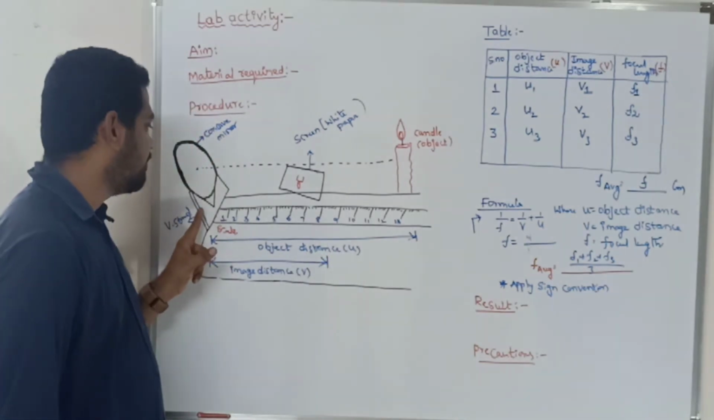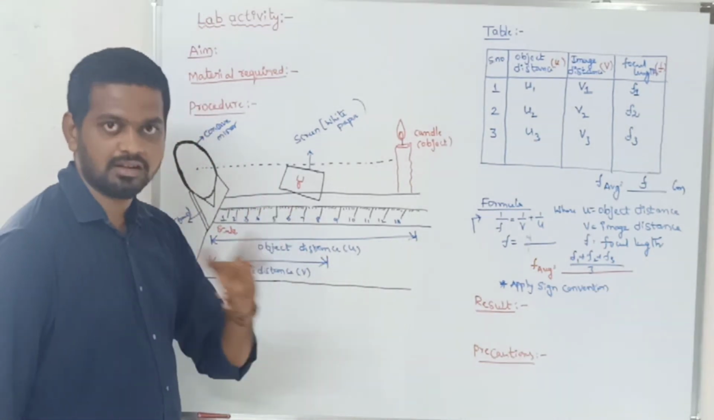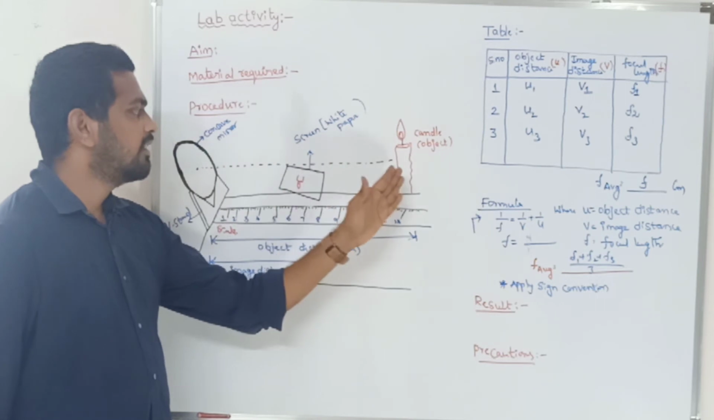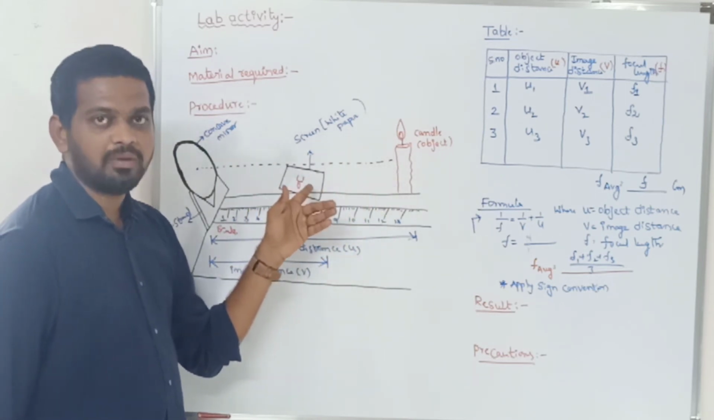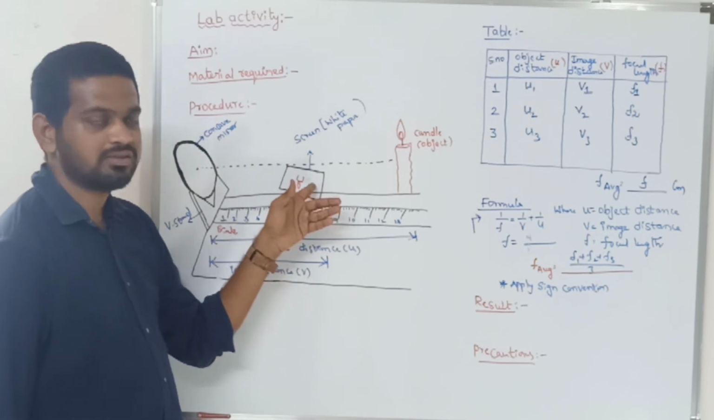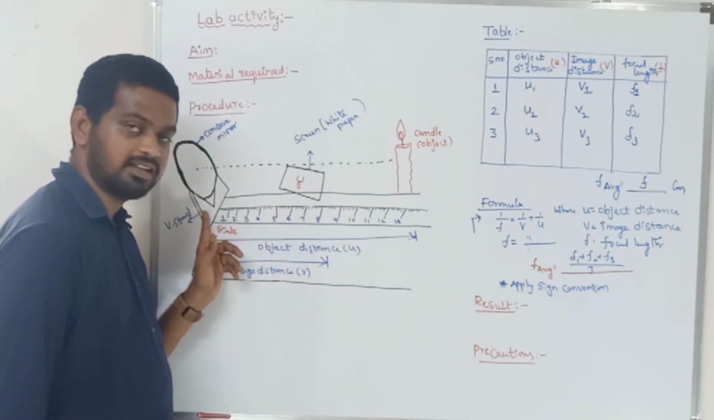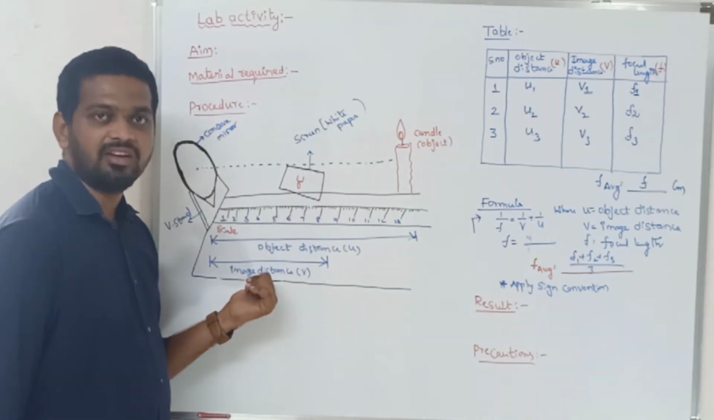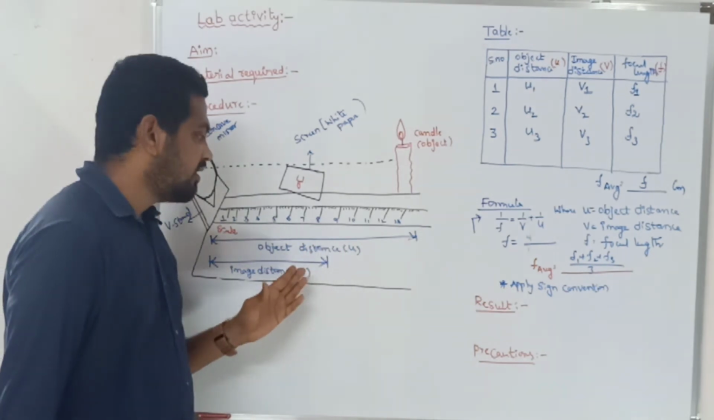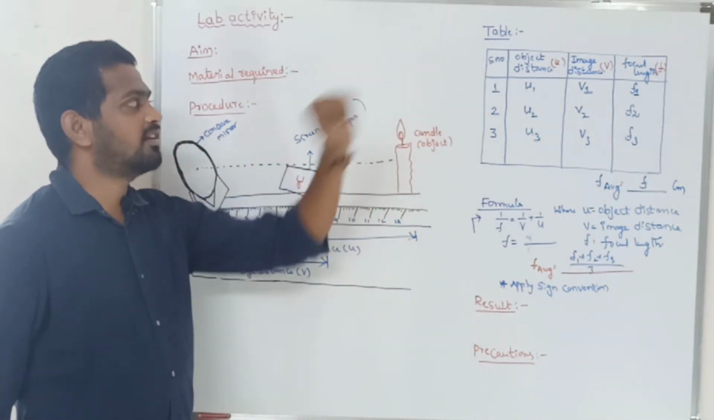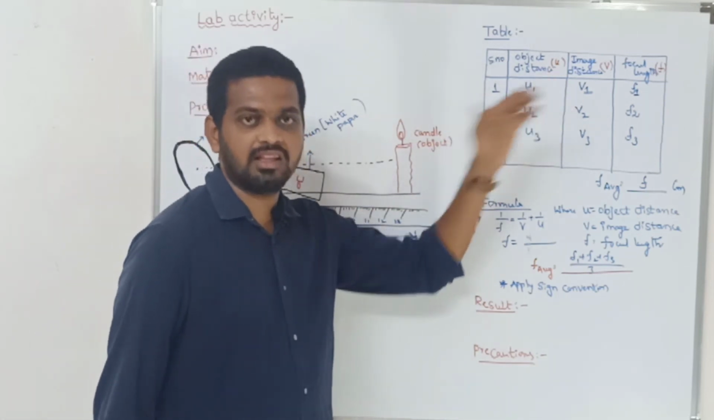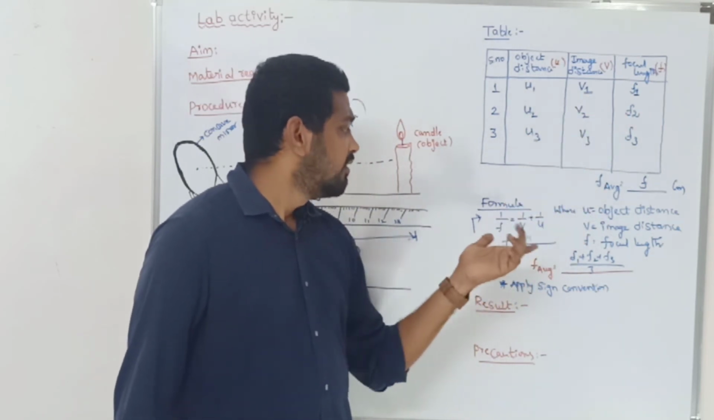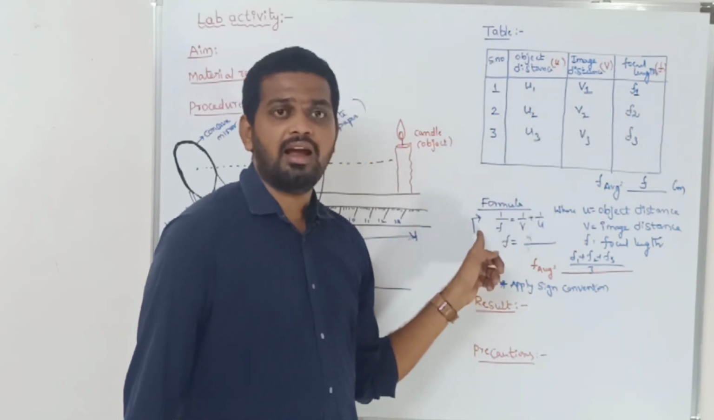Now coming to the third point, by moving the screen in between the mirror and the candle, find the sharp image of the candle on the screen. Now measure the distance between the concave mirror and the screen. That distance is nothing but the image distance, denoted by small v. Now tabulate the readings of object distance and image distance in the table. For the first observation, the object distance is u1 and the image distance is v1. Then find the focal length by using the mirror formula and applying sign conventions.